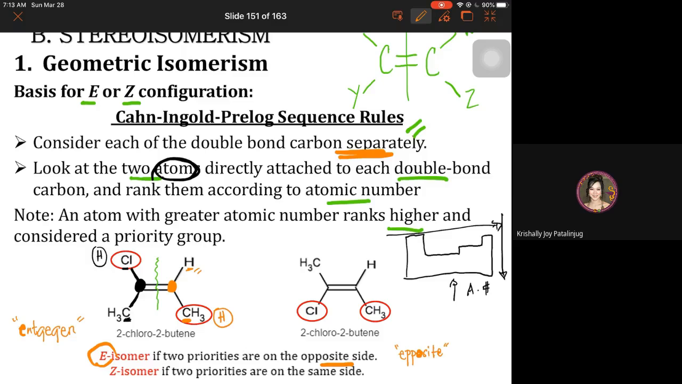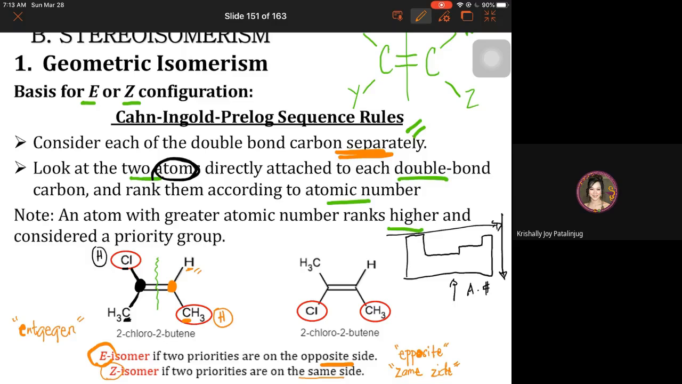Now, for a Z isomer, the two priority groups are on the same side. So to make it easy to remember, Z isomer, same side, you pronounce same as same, and side as side. Okay? So, same side. Same side, Z isomer. Okay?